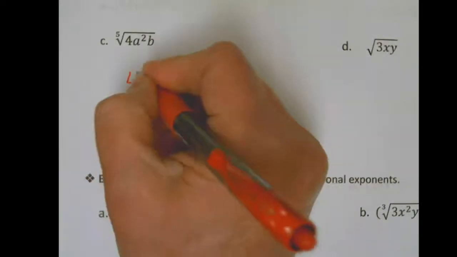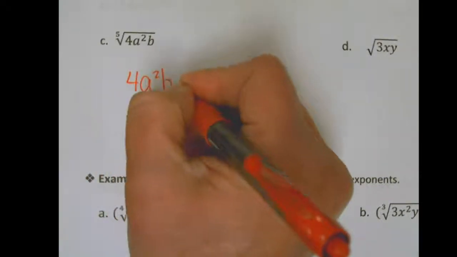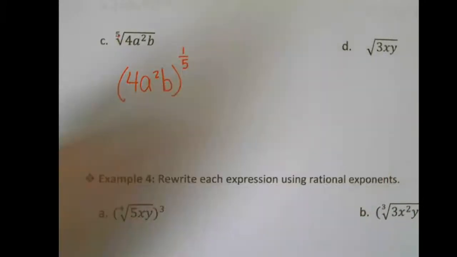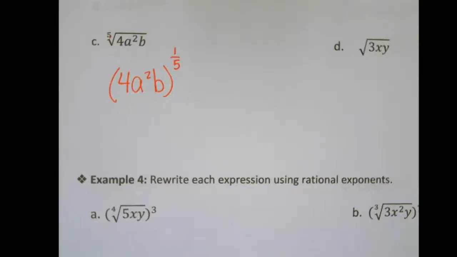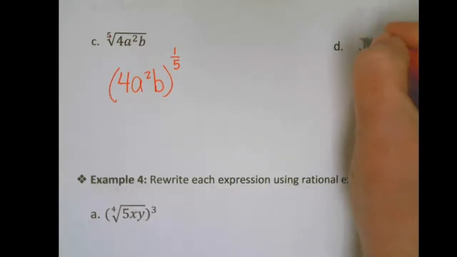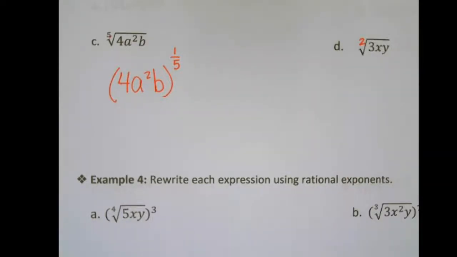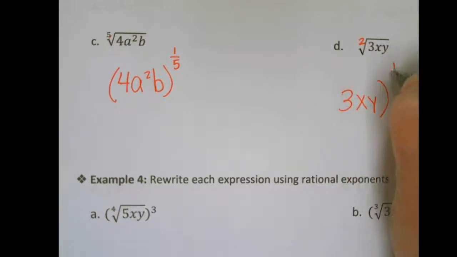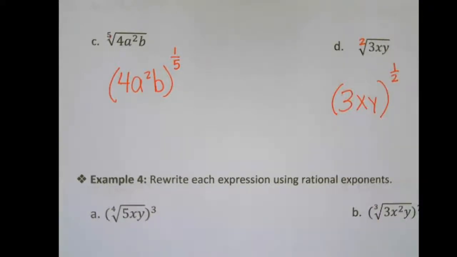This is going to be 4a squared b. The index of 5 becomes a 1/5 exponent. The next one doesn't have an index. If the index is not written, the index is 2. It's a square root. The index is 2. So this is 3xy raised to the 1/2 power. A 1/2 power is the same thing as a square root.